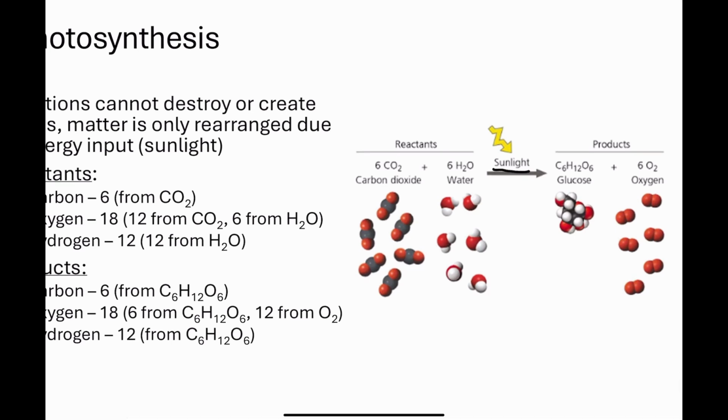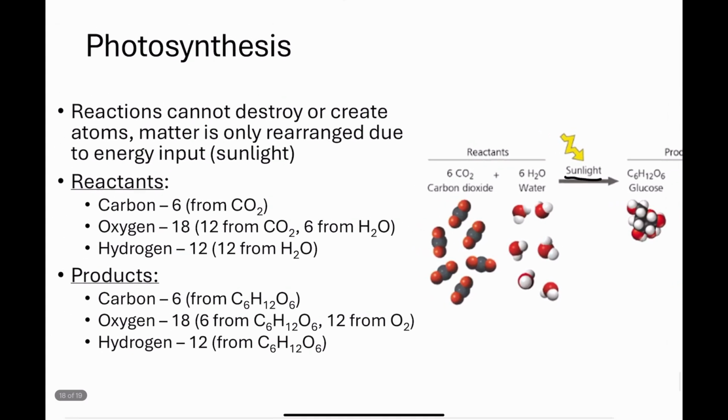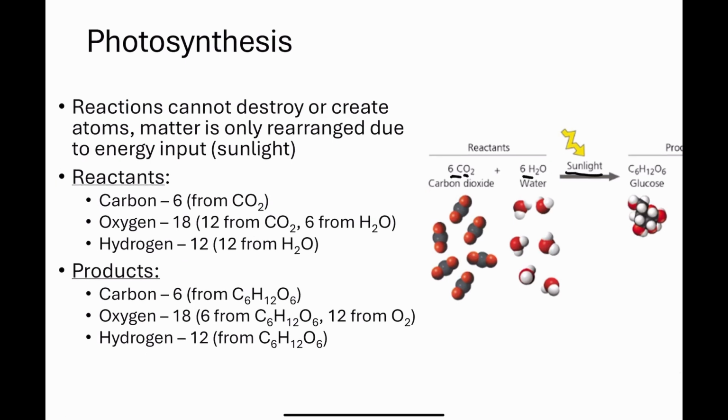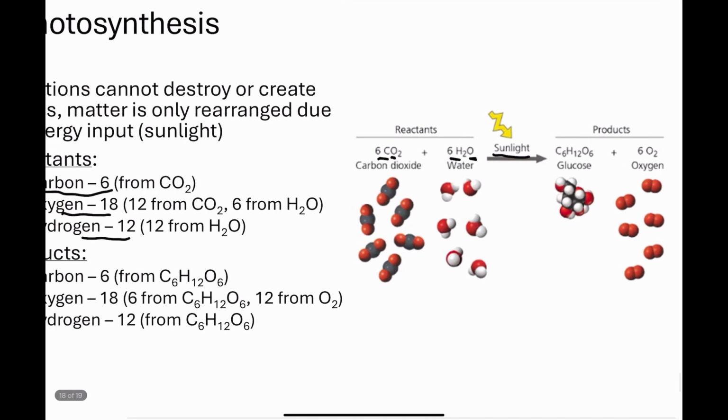So when we look at the reactants and we do the math, we're going to have 6 carbons and 12 oxygens in carbon dioxide. We're going to have 12 hydrogens and 6 oxygens in water. So when we put that together, we get a total of 6 carbons, 18 oxygens, and 12 hydrogens. And when we look at our product side, we have in glucose 6 carbons, 12 hydrogens, and 6 oxygens. And in our oxygen molecule, we're going to have 12 oxygens total.